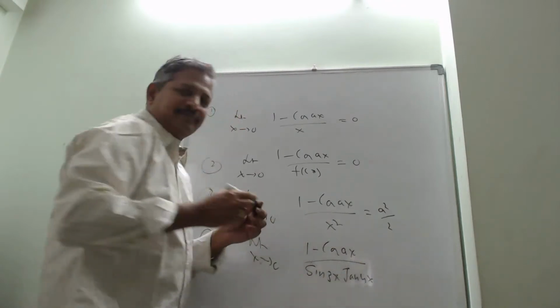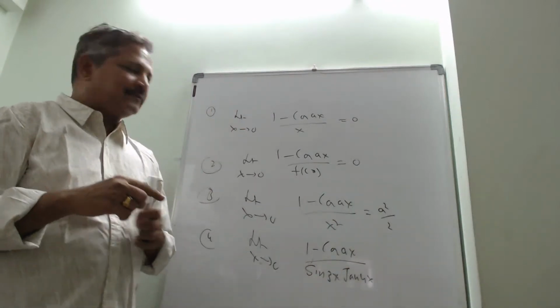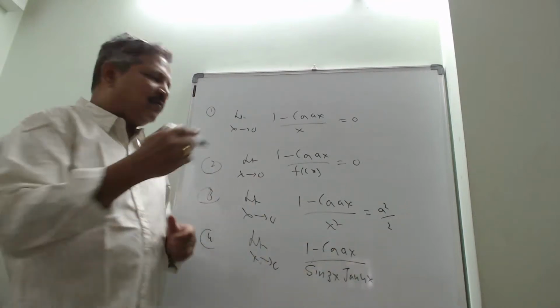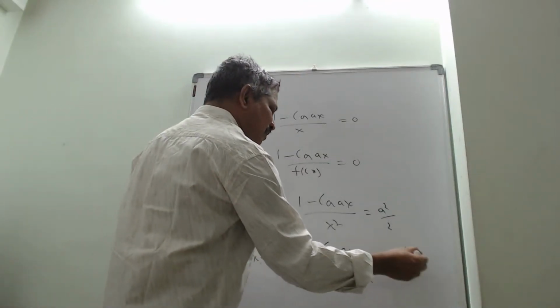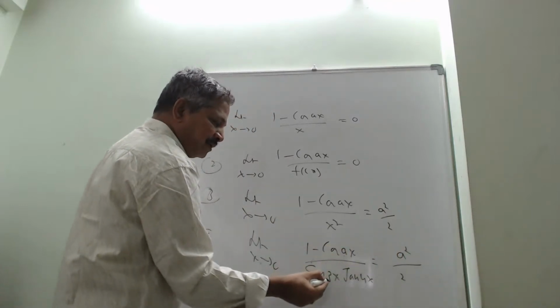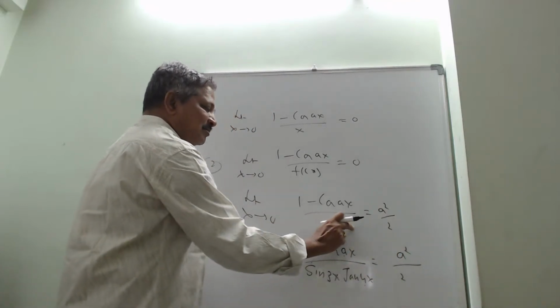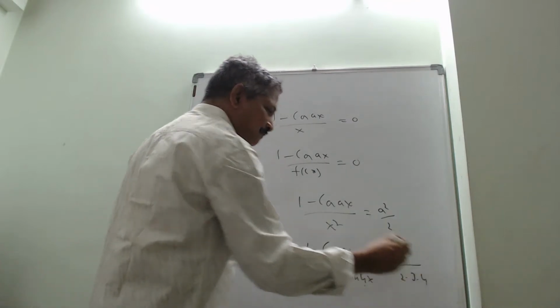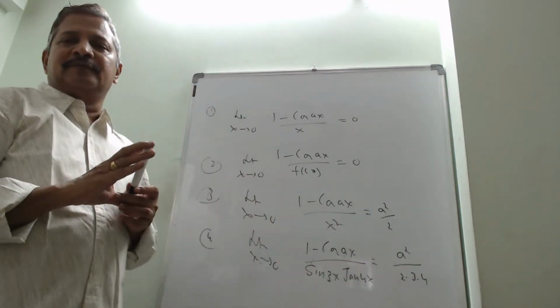Next point, the limit as x tends to 0 of (1 minus cos ax) by (sin 3x into tan 4x), let us imagine. Then what we will do? A square by 2 as it is, but here into 3 into 4. Here instead of x into x, it is sin 3x into tan 4x, so that extra will come: 2 into 3 into 4.